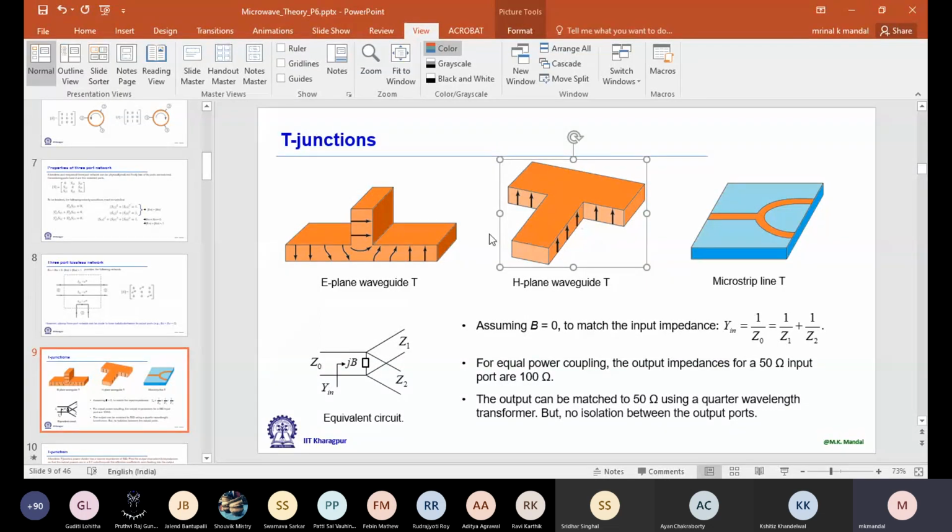So for all these T's, we face a problem. The problem is the isolation between the two output ports. So we don't have as such any isolation between these two ports. So if I connect something at port 2 and signal comes back, let's say it is reflected from the component you connected at port 2, then that power will be divided into port 1 and port 3. So it is not isolated. That is the problem.